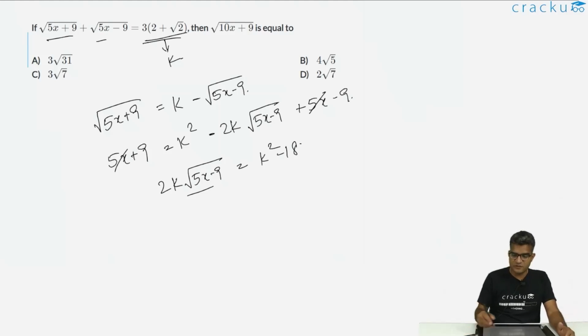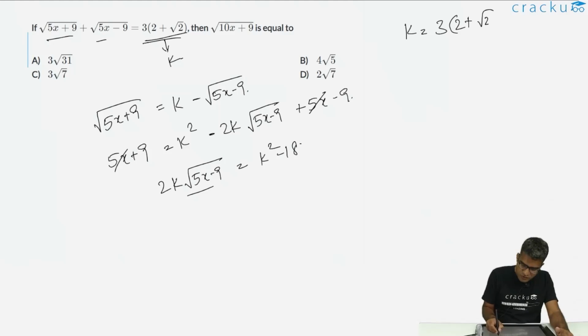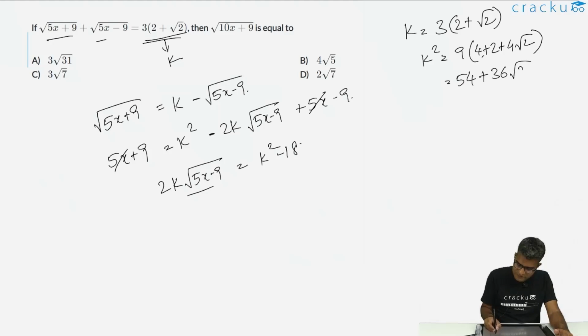What is the value of k square? If k is equal to 3 times 2 plus root 2, the value of k square is equal to 9 times 4 plus 2 plus 4 root 2. This will be equal to 54 plus 36 root 2. That is the value of k square. So k square minus 18, which is the right hand side over here, will be equal to 36 plus 36 root 2.